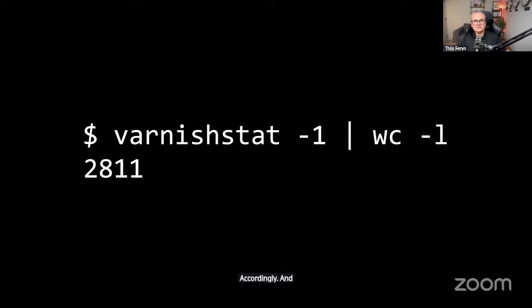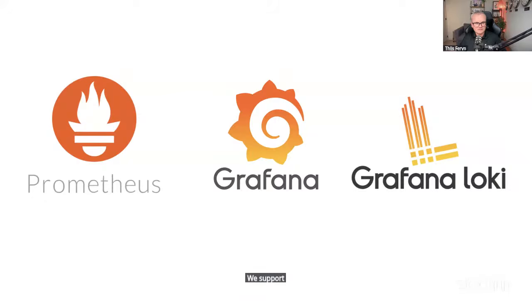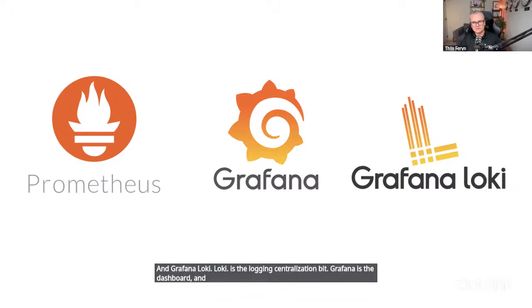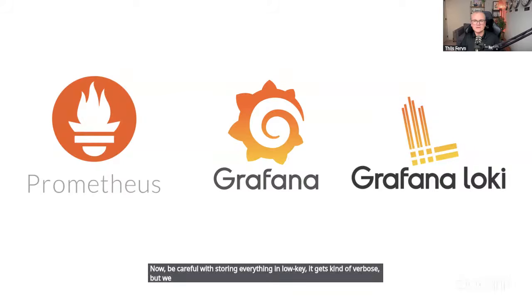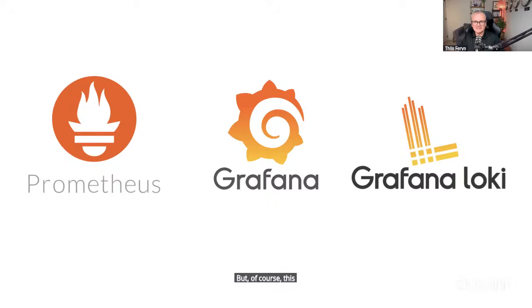And then the question is where I'm going to see all this information. Yes, we support the standard stuff, right? Yes, we support Prometheus and Grafana Loki. Loki is the logging centralization bit. Grafana is the dashboard, and Prometheus stores the metrics. Now, be careful with storing everything in Loki. It gets kind of verbose, but we tend to create JSON exports. There are commands you can use to create JSON exports with exactly the data you need. But of course, this is all very implementation specific.